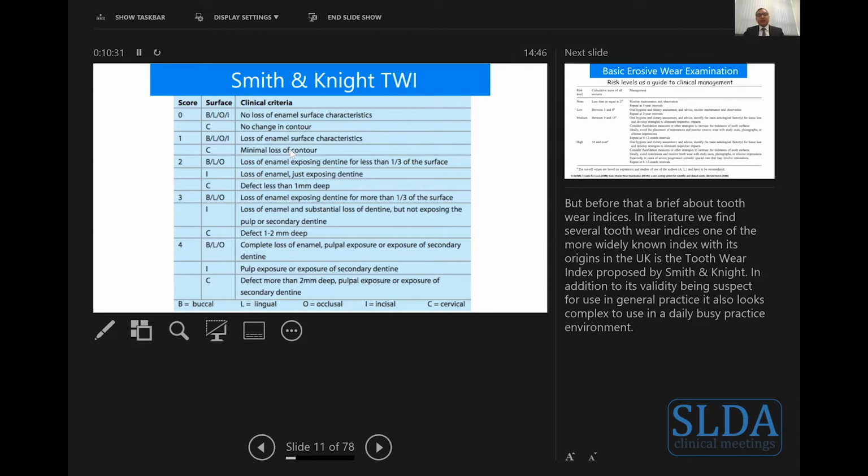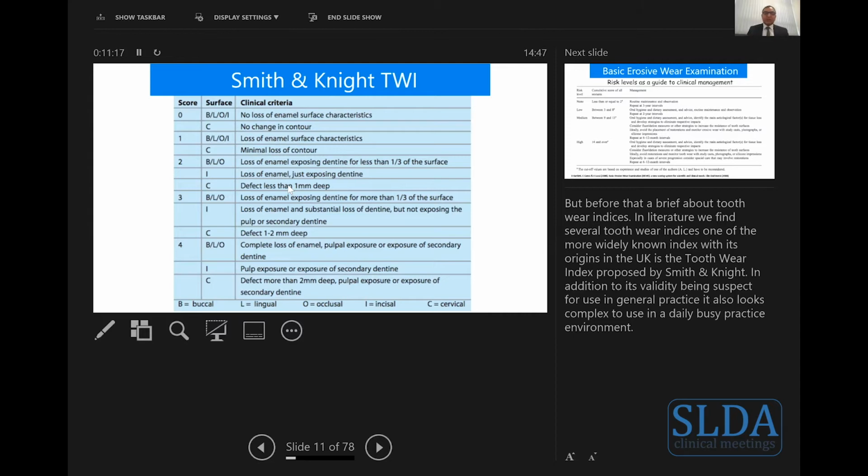One very popular, especially during my postgraduate years, was the one suggested by Smith and Knight called the tooth wear index, and many people are familiar with the index. But there have been some questions asked about the validity of this index in a general practice setup. And also it looks quite complex for me, for example, in my busy private or general practice setup, to use this on patients.